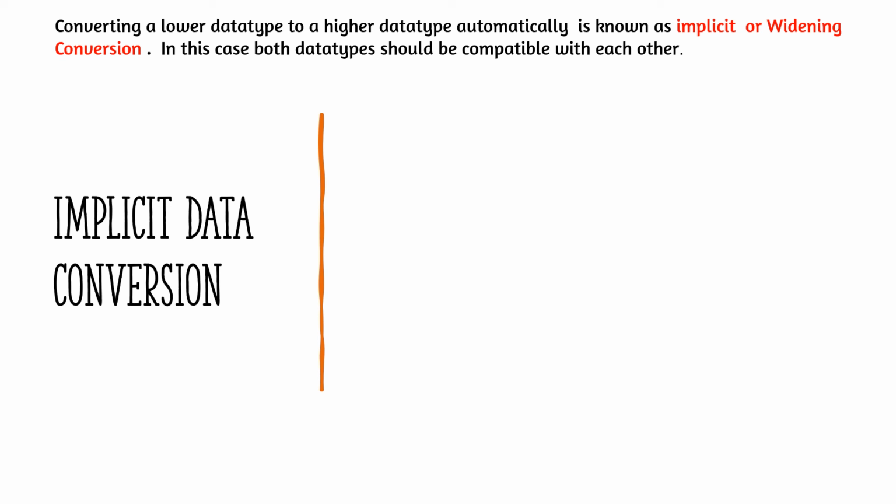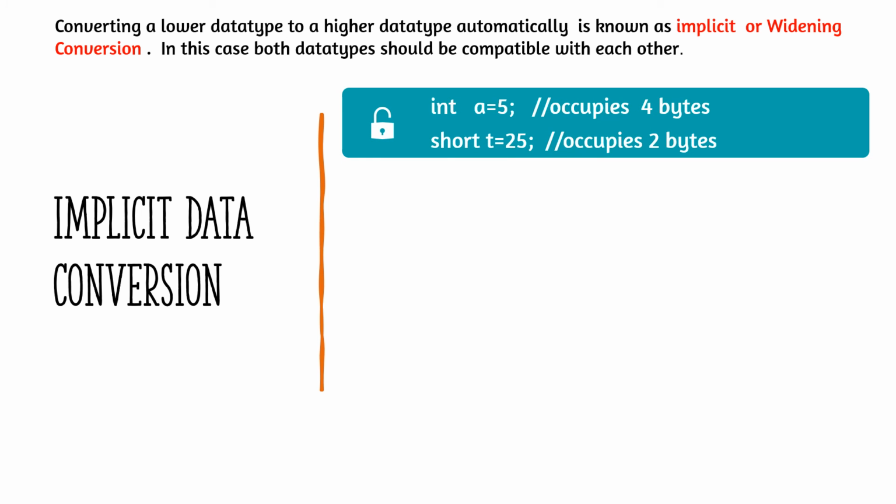Converting a lower data type into a higher data type automatically is known as implicit or widening conversion. That means converting a smaller data type which occupies less space to a bigger data type which occupies more space, just like storing one glass of water in a bucket. In this case, no loss of data will be there. We can automatically store the value and there is no need of extra commands. In this case, both the data types should be compatible with each other. Some examples we can see.